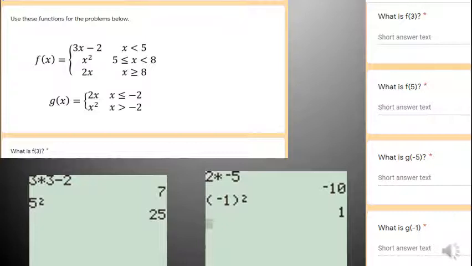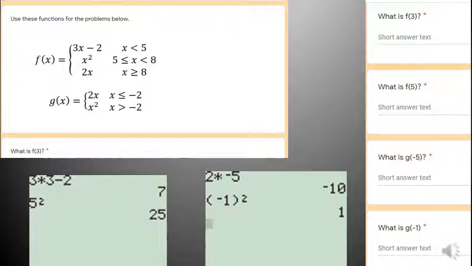When it says f of 5, the middle function is the one that has x equal to 5, so I've got to take 5 squared, and my answer is 25. On the g ones, the first one says g of negative 5. Negative 5 is less than negative 2, and that's why what we have to do here is take 2 times negative 5, we get an answer of negative 10.